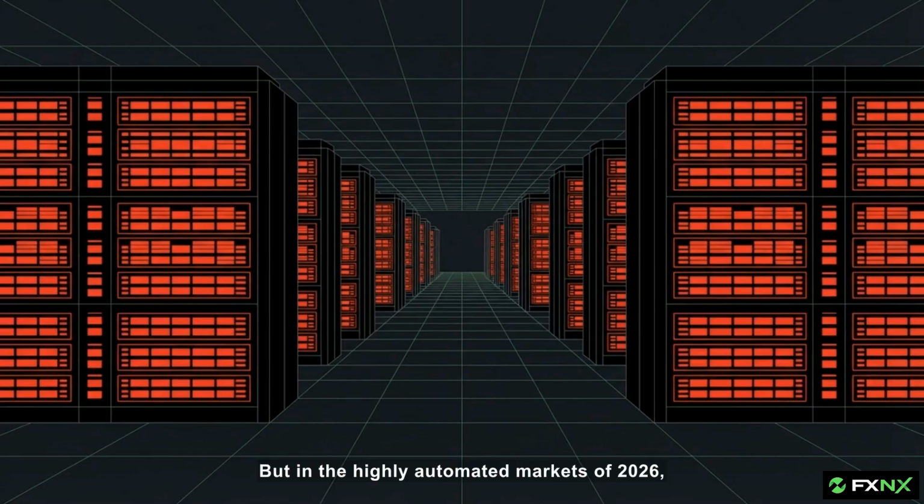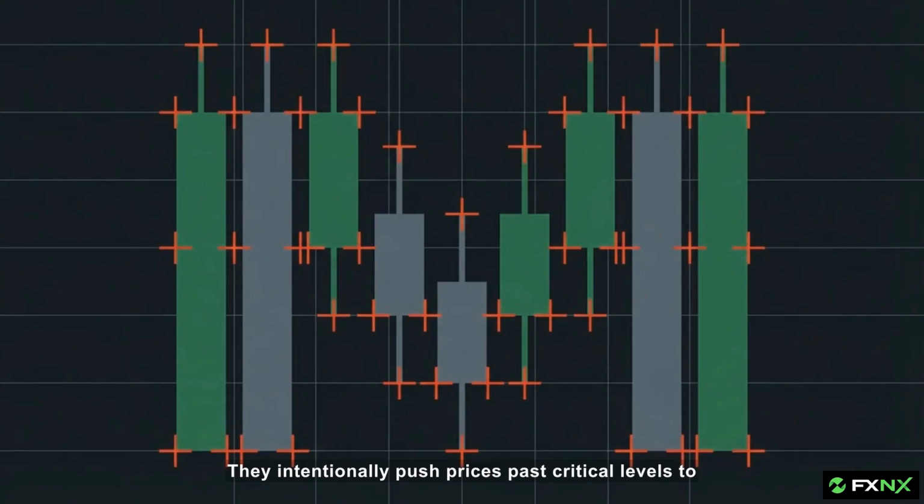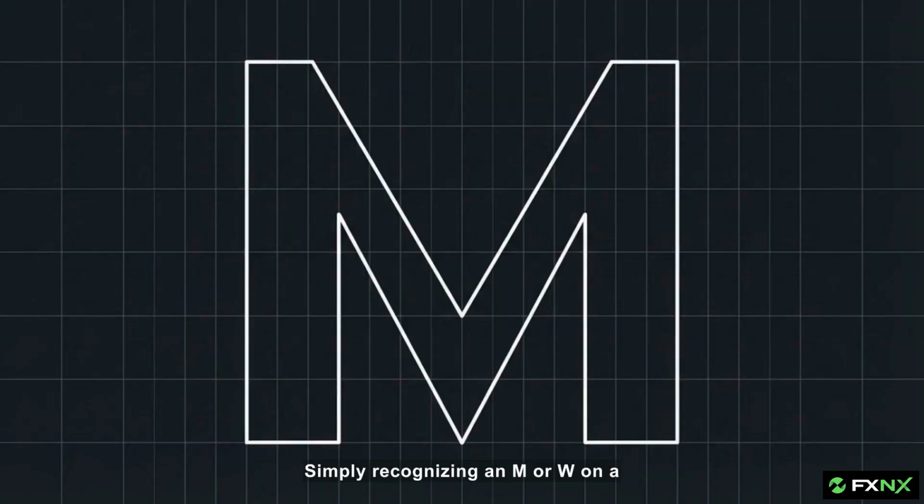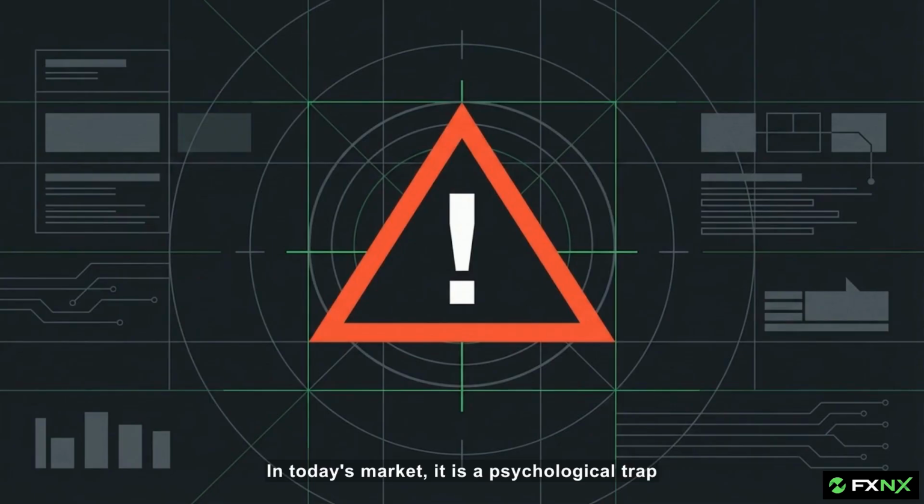But in the highly automated markets of 2026, algorithmic trading systems are specifically programmed to hunt for these obvious, predictable patterns. They intentionally push prices past critical levels to trigger false breakouts and trap retail traders. Simply recognizing an M or W on a chart offers zero advantage. In today's market, it is a psychological trap that leads to capital loss.